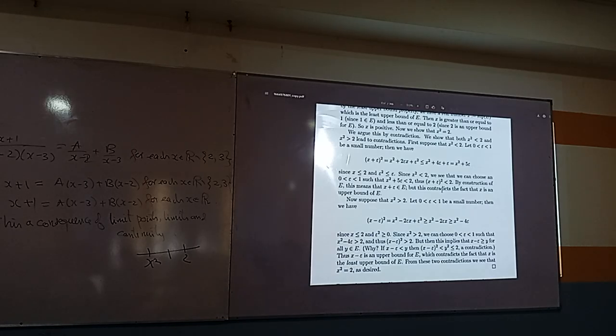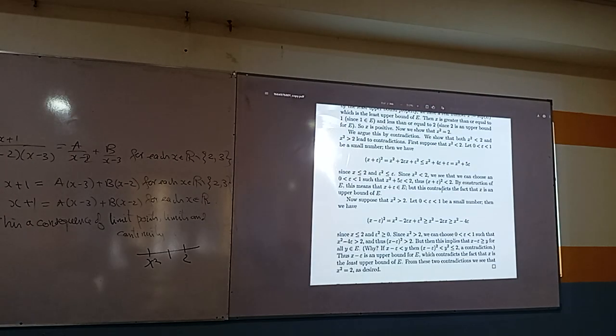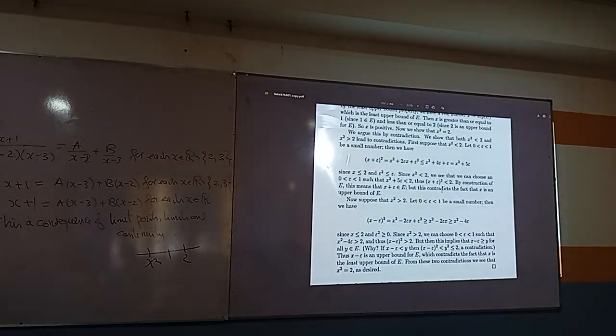He says, if x minus epsilon is strictly less than y, then x minus epsilon squared is strictly less than y squared. So x minus epsilon must be greater than 0 to say so. And then less than y squared, less than or equal to 2, this is a contradiction. Then from over there you get x minus epsilon is an upper bound of E. At the same time, x minus epsilon squared is less than or equal to 2, which contradicts the fact that x is the least upper bound of E. From these two contradictions, we see that x squared is equal to 2 as desired.